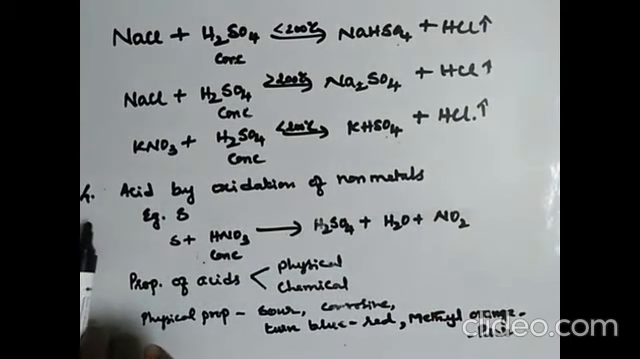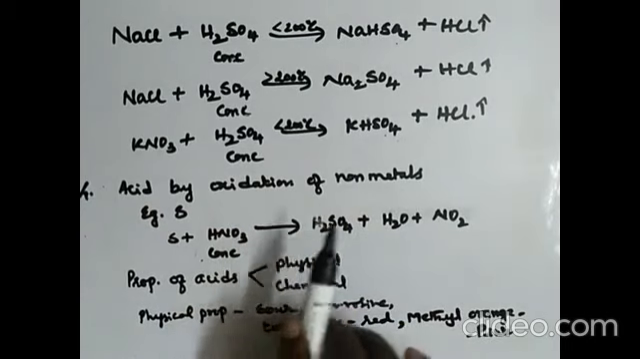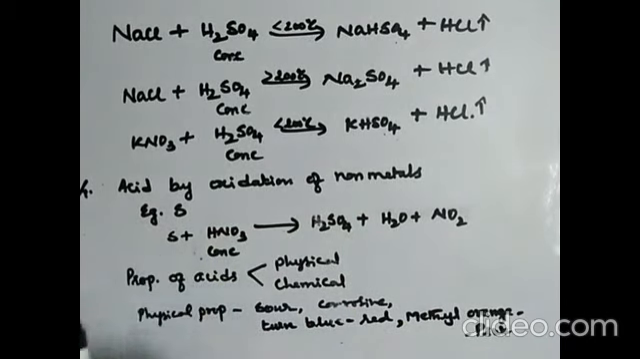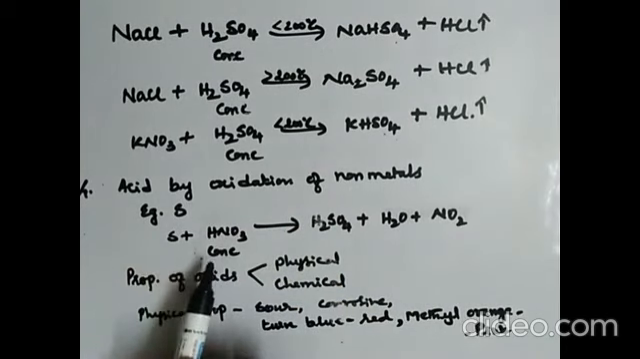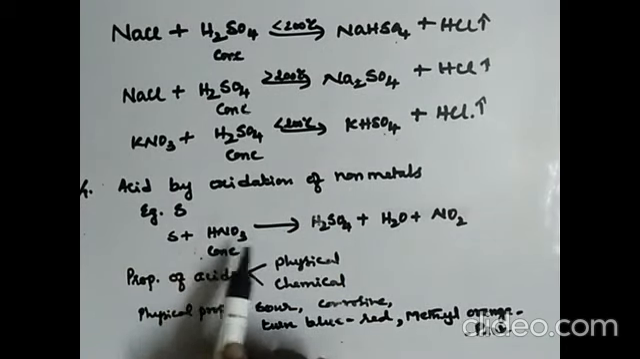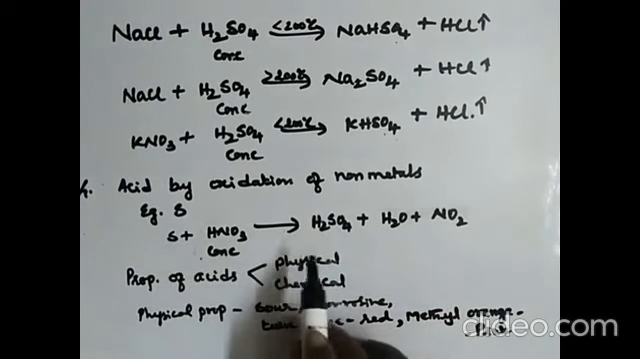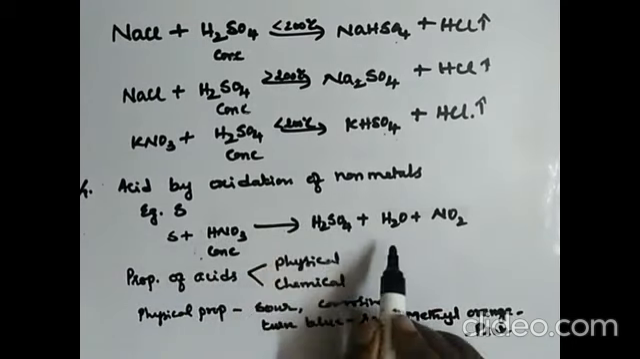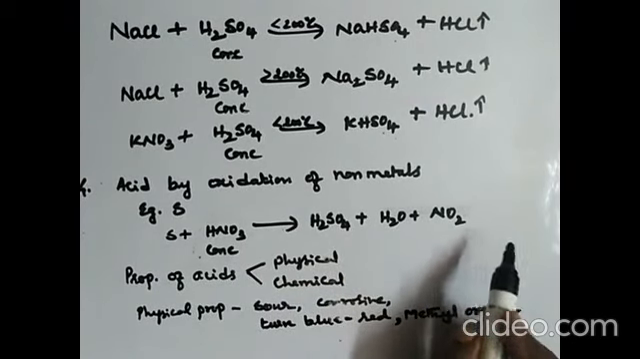So the fourth method is preparing an acid by oxidation of nonmetals. The example taken here is sulfur. The non-metal sulfur is taken as an example. Sulfur combines with concentrated nitric acid to form sulfuric acid. Sulfur gets oxidized to sulfuric acid, and water and nitrogen dioxide are the other products formed.